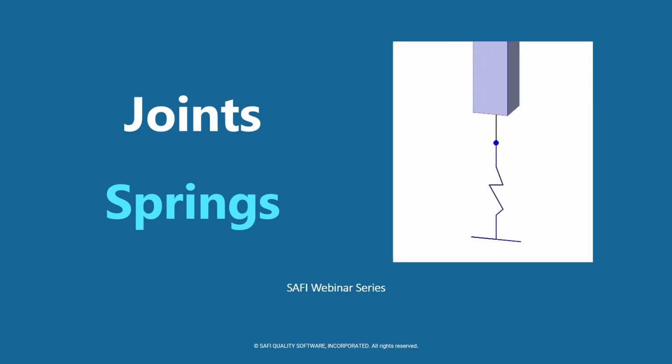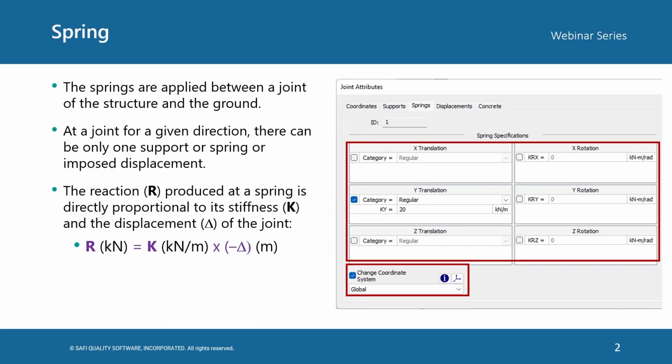In this video, we're going to talk about springs. Springs are applied between a joint of a structure and the ground. So, as a joint for a given direction, there can only be one support or spring or imposed displacement. The reaction produced at the spring is directly proportional to its stiffness and the displacement of that joint.